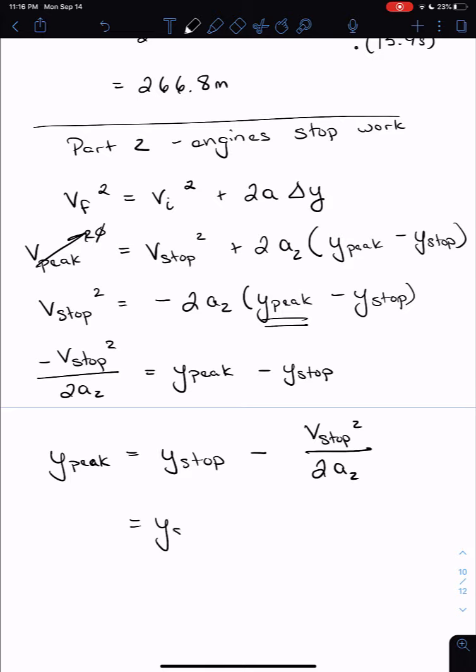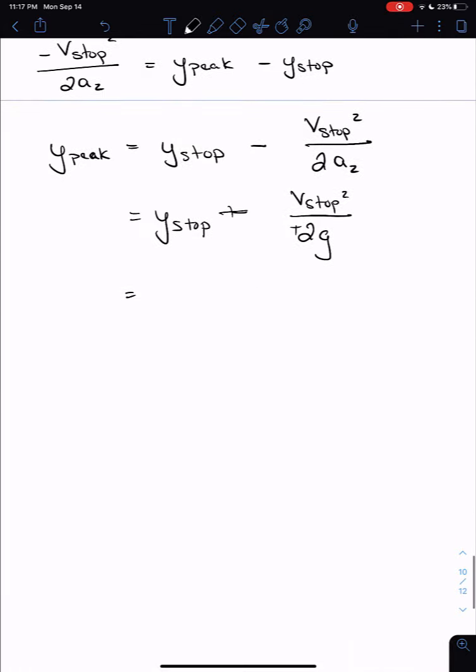And again, I could have, if I wanted to, gone through and realized that this negative sign would disappear because a2 is negative g, and so these would become positive. I could have done that already. That's fine. Up to you whether you wanted to do that sooner or later. But now we can plug in the actual numbers.